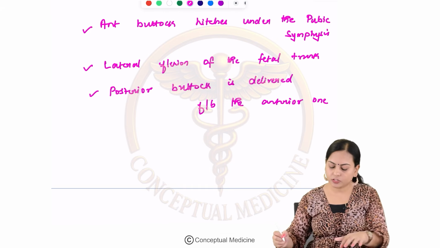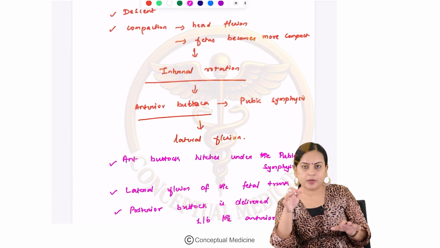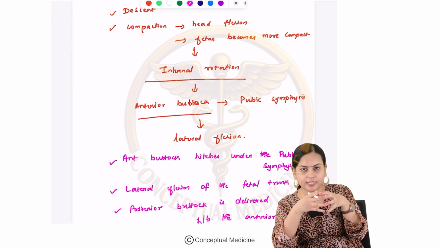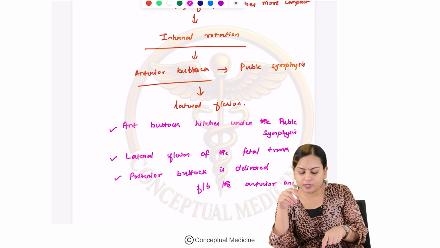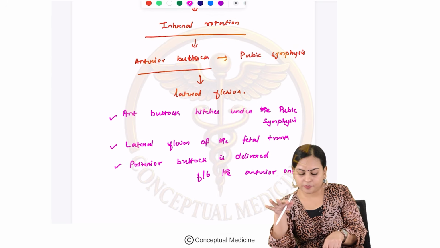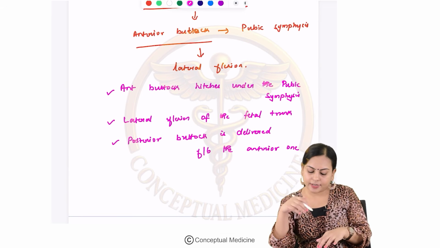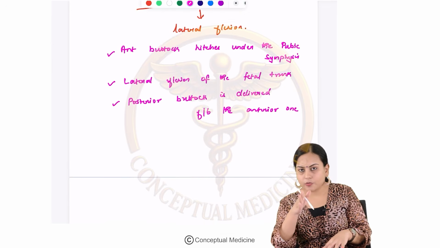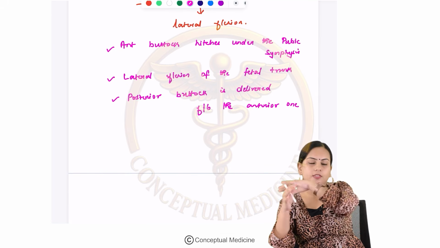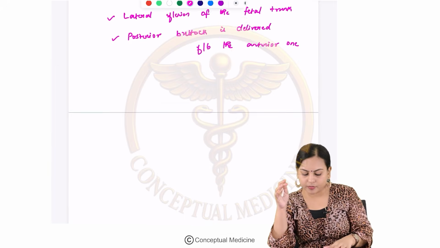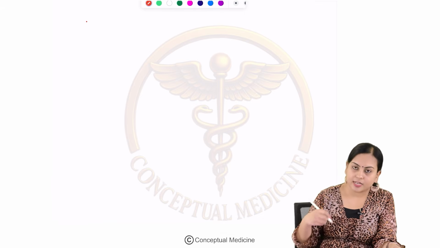Clear? So, the only thing you have to understand here is after the engaging diameter, descent and compaction are going to occur simultaneously, and after that there is going to be an internal rotation where the anterior buttock comes to lie under the pubic symphysis. Then there is going to be a lateral flexion of the baby. When lateral flexion is happening, the anterior buttock is going to hitch under the pubic symphysis. By this time the posterior buttock is going to be born. After that, this will be followed by the delivery of the anterior buttock. Clear? That's all. Now, we will see the delivery of the shoulders.